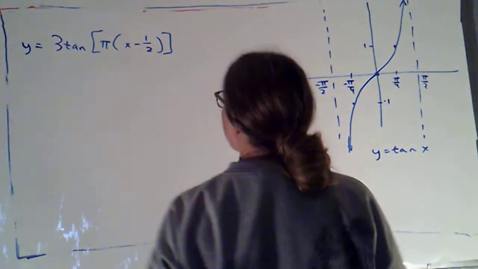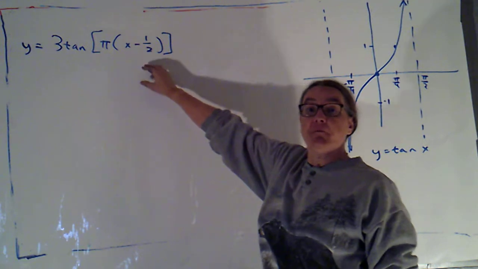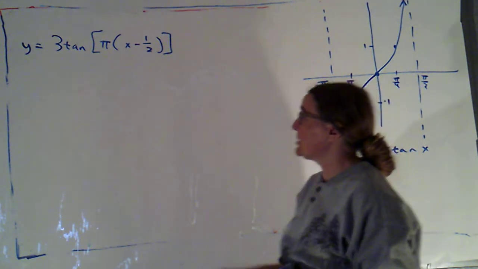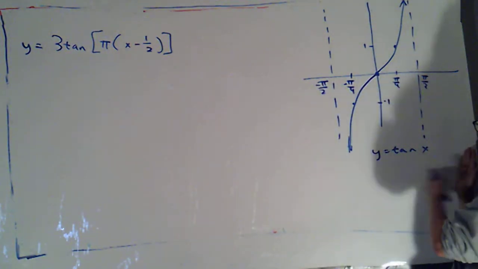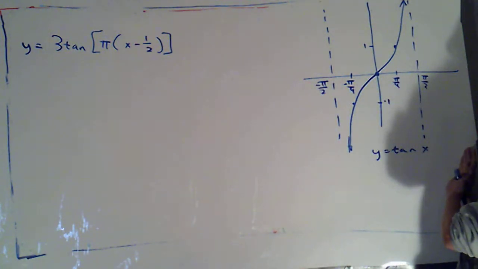So as promised, I'm taking a look at a function that's going to involve both vertical and horizontal transformations. This is a transformation of tangent. So again, I've drawn for reference just one period of tangent over here.